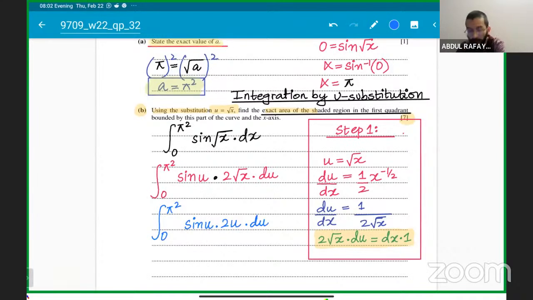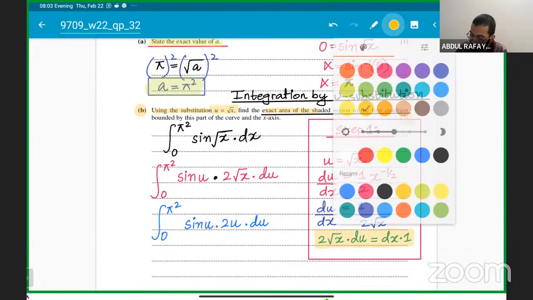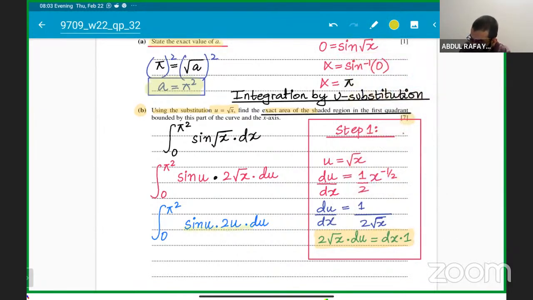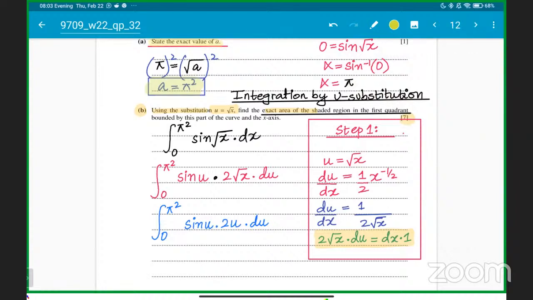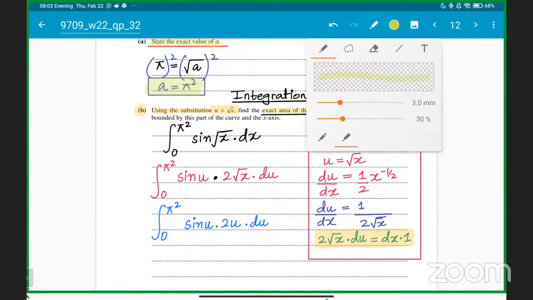Is everyone with me? Very important to understand. Now everything is in the form of u. Sine u, 2u times du.